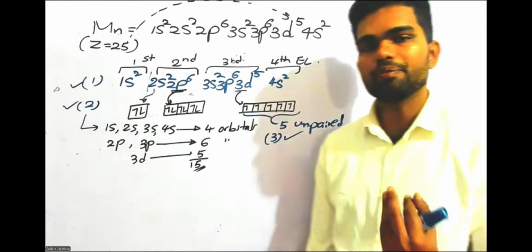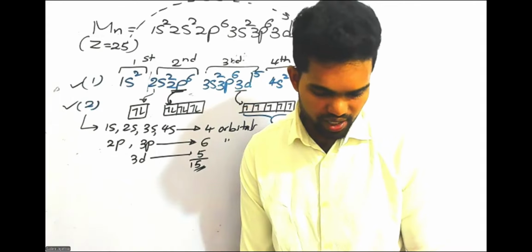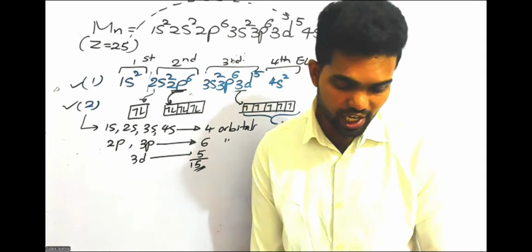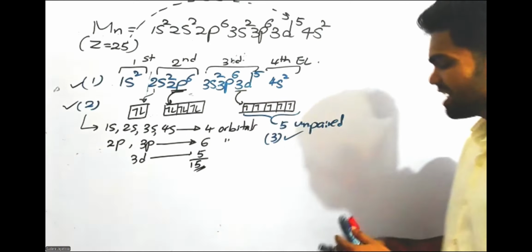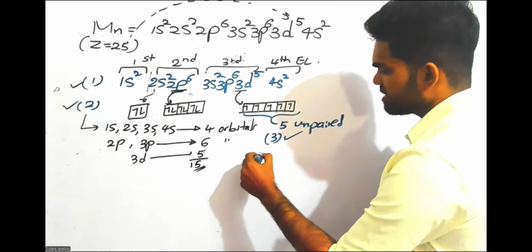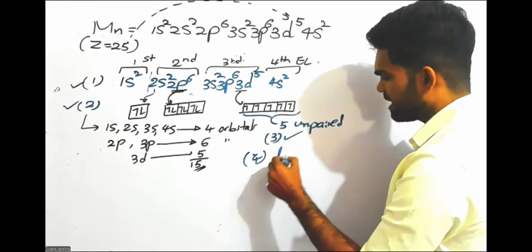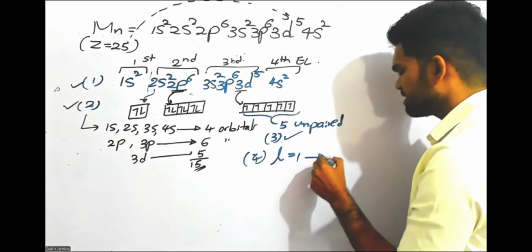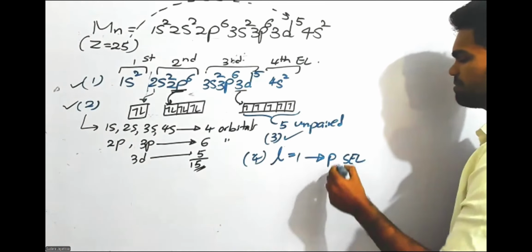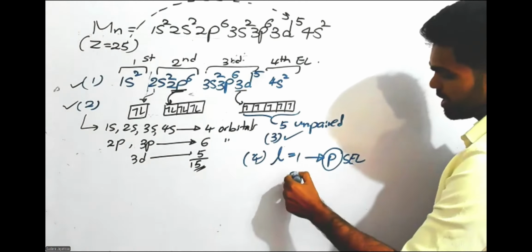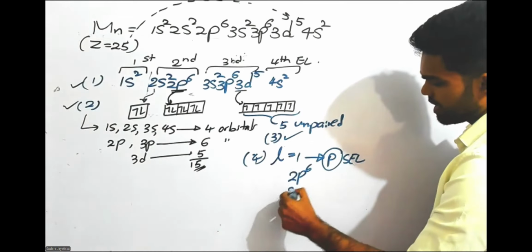All orbitals are paired. Okay. Then the fourth one: there can be a maximum of 12 electrons with azimuthal quantum number l equal to 1. So what is this azimuthal quantum number? l equal to 1 represents the p sub energy level. In the p sub energy level, you have 2p6 and you have 3p6.